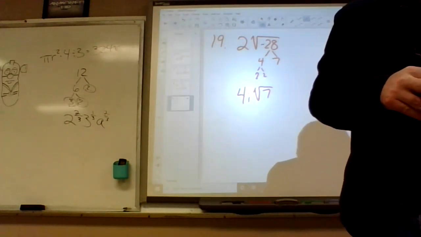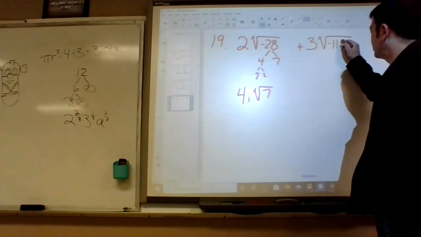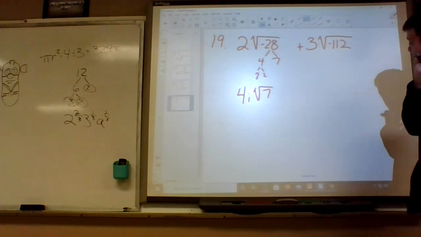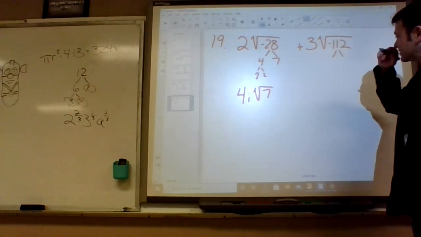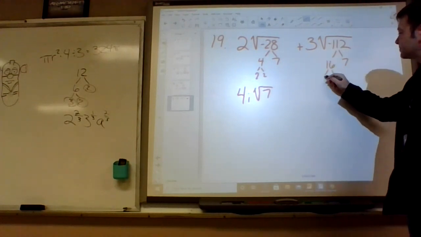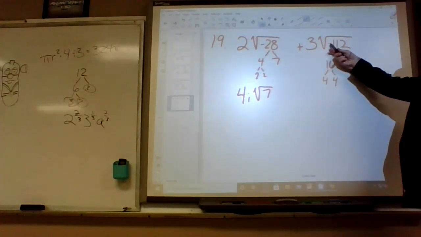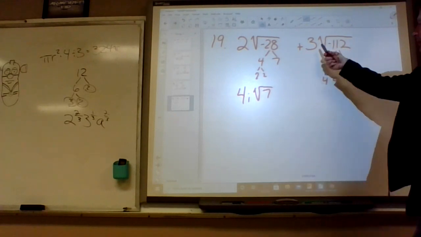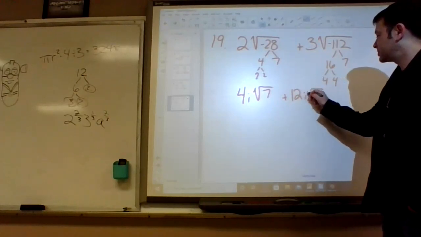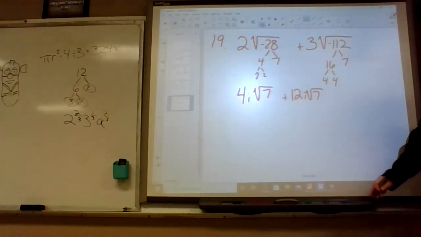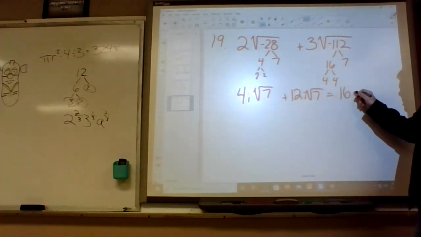Maybe I'm skipping too many steps. Plus 3 times square root of negative 112. Uh-oh, what goes into 112? 16 and 7. 16 times 7. Yep. So that would be 4i square root of 7. 3 times 4 is 12, so it's plus 12i square root of 7. 4i square root of 7 plus 12i square root of 7. 4 plus 12 is 16i square root of 7.